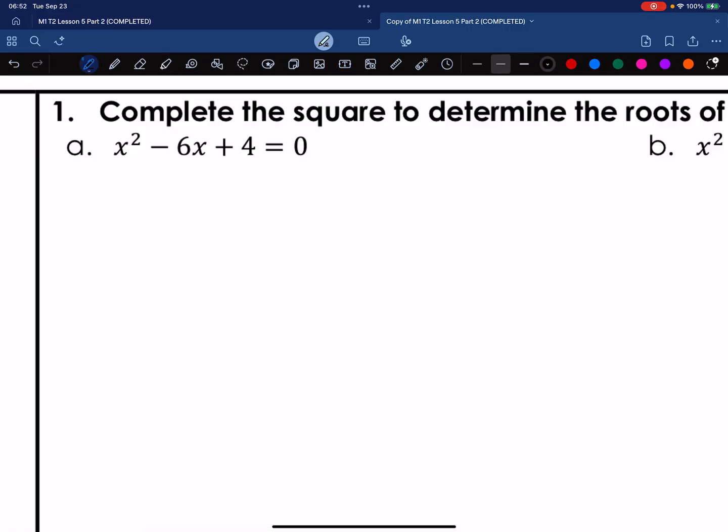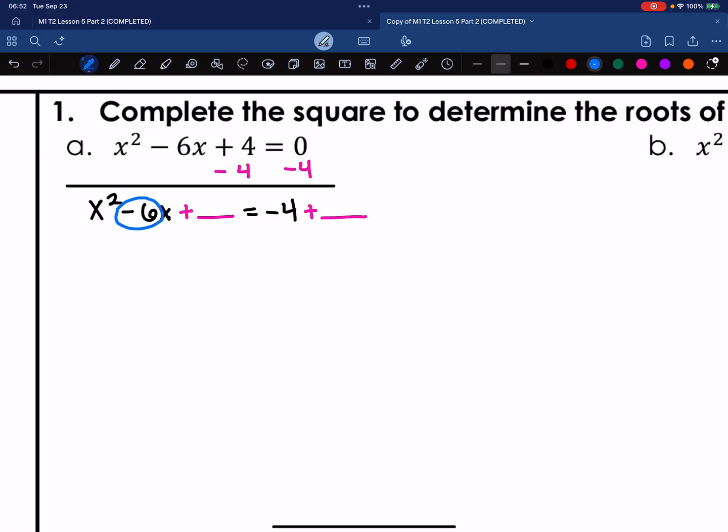Okay. So now flipping over the page, complete the square to determine the roots of each equation. So same concept. So let's go through these. First thing we're going to do is start by subtracting 4 from both sides. That gives us x squared minus 6x equals negative 4. I'm going to go ahead and add in my spaces. So once we do that, we take our b term, we half it. So negative 6 divided by 2 is a negative 3. Once you half it, you square it. So that would be negative 3 squared, which is equal to a 9.